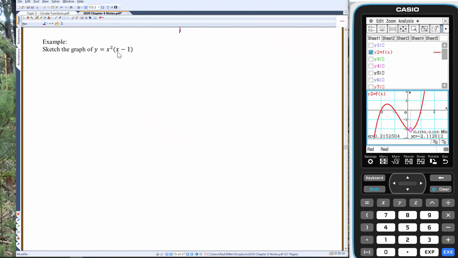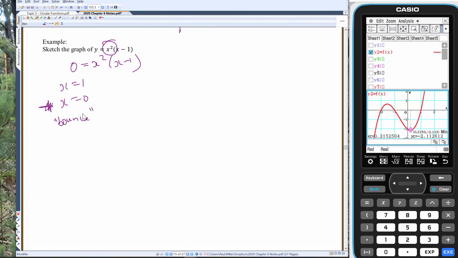So sketch the graph of this. When I solve this, what I note that's going to happen is 0 equals x squared, x take 1. The solution is going to be x equals 1 and x equals 0. But this one here is a squared solution, so that means that something special happens at this. There's going to be a bounce. That's what I call it, a bounce.